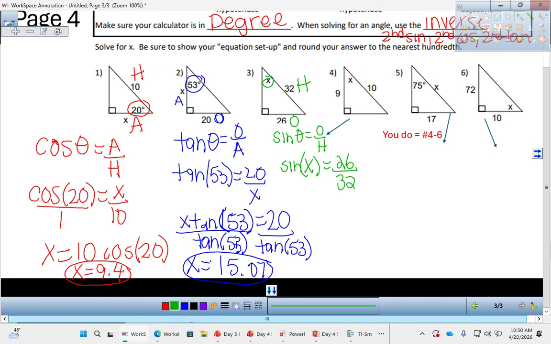Okay, so to get rid of the x, we're going to do the inverse. So we'll do the sine inverse of 26 over 32. To get the sine inverse button, you hit second sine. The opposite of sine, to get rid of sine, is the sine inverse. That's a button on the calculator. So when I hit that, 26 over 32.